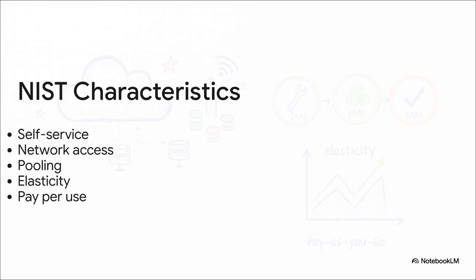First up, on-demand self-service, meaning you can set up your environment without ever calling tech support. Second, ubiquitous network access. You can get to it from any device, anywhere. Third is location-independent resource pooling, where resources serve multiple consumers dynamically. Fourth, rapid elasticity, so you can scale up or down instantly. And fifth, pay per use. You only pay for the processing or bandwidth you actually consume. Honestly, if a platform doesn't have these 5 traits, it's just not a cloud.